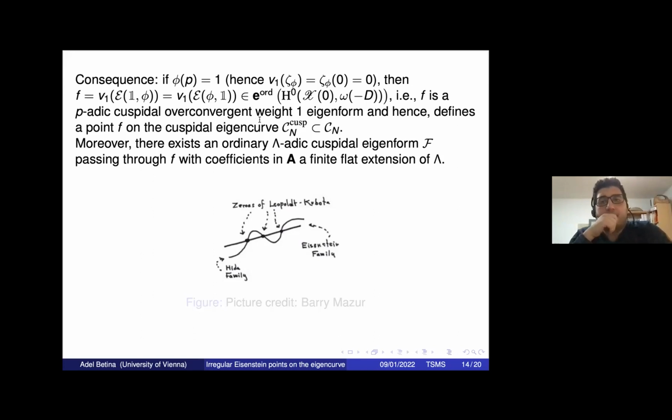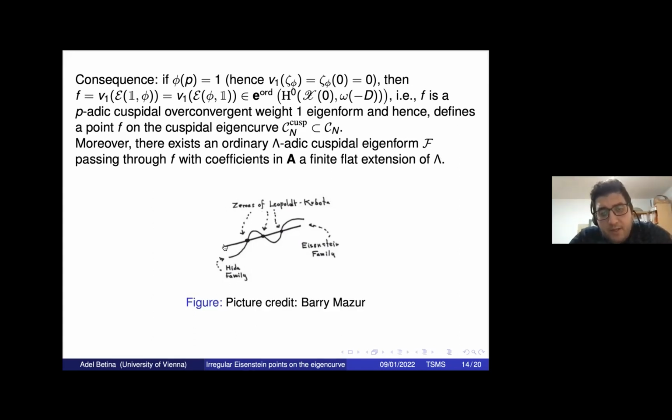So if f is a p-adic cuspidal overconvergent weight 1 eigenform, it lives in the cuspidal locus of the eigencurve. And also you can show there exists an ordinary lambda-adic cuspidal eigenform f in the language of Hida specializing to f, and with coefficients in a finite extension of lambda. And this is the picture.